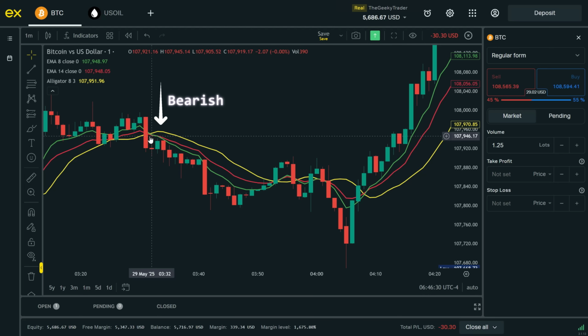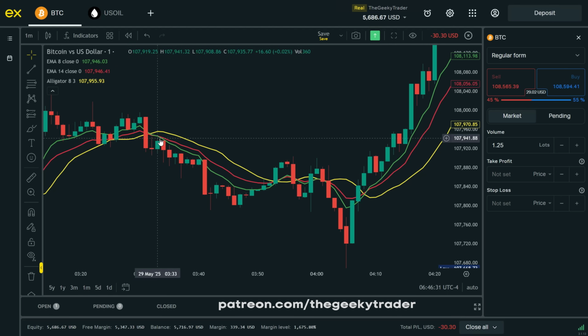But to make sure this is really a solid trade, we also want to check in on our yellow line, which is the lips of the alligator. Notice how it's moving just a little bit farther away from both the red and green lines. That's a good sign. It shows that the downtrend is getting stronger and not just a false move. So with all this confirmation, it's time to take a short position here and ride that move down.